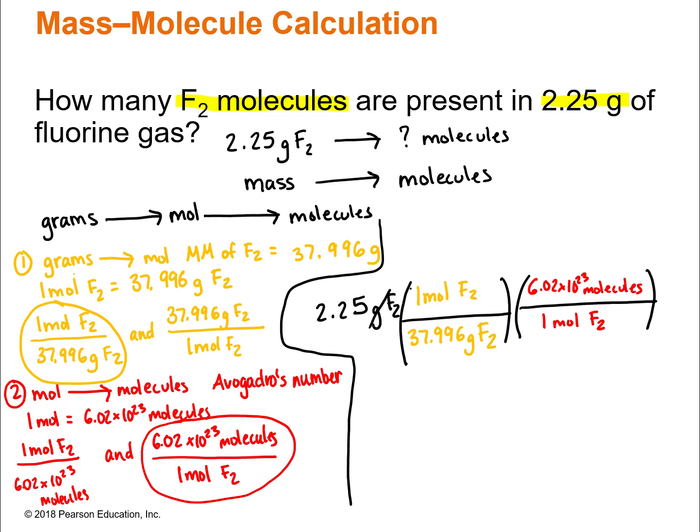Let's make sure that our units cancel. First thing we did was go from grams to moles. Check. Then we got rid of those moles because what we really wanted was molecules. Check. Take the mass, divide by the 37.996 grams, multiply by Avogadro's number. We need 3 sig figs here.